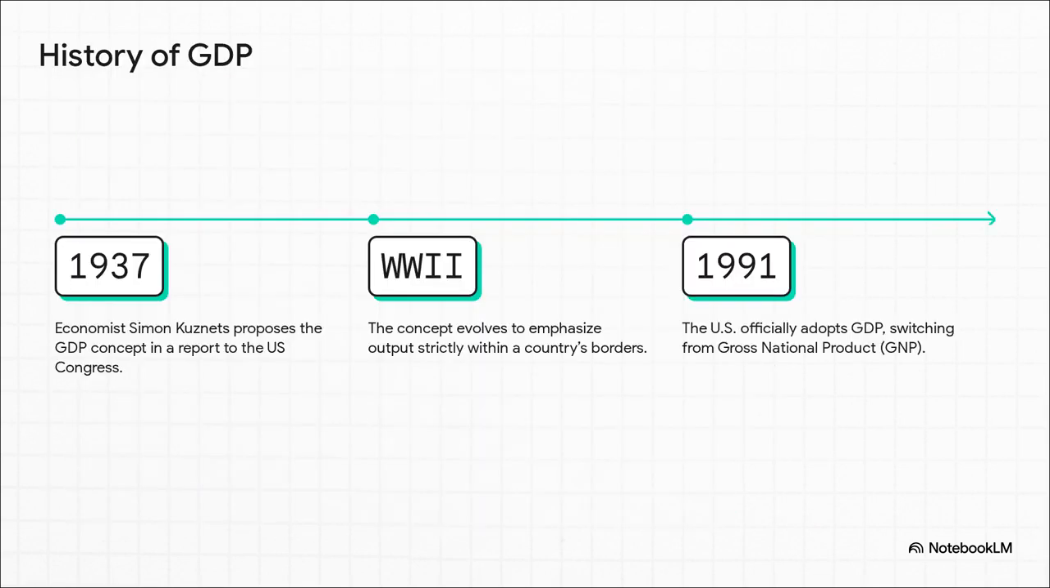You know, this idea of GDP isn't actually that old. It was first cooked up back in 1937 by an economist named Simon Kuznets. He was trying to help the U.S. Congress figure out just how bad the Great Depression really was. The idea got tweaked a bit during World War II, and it wasn't until 1991 that the United States officially made it the main way it measures the economy.